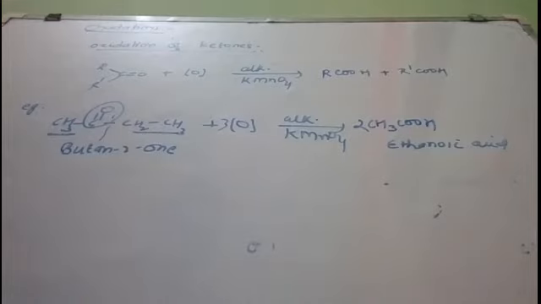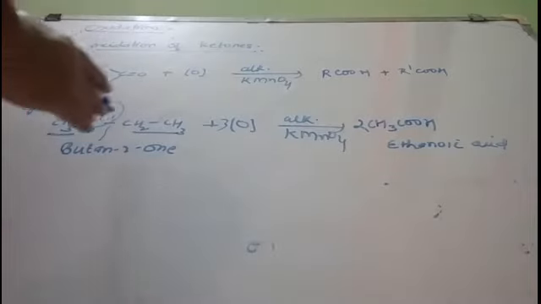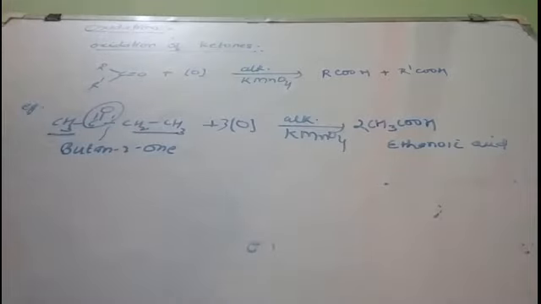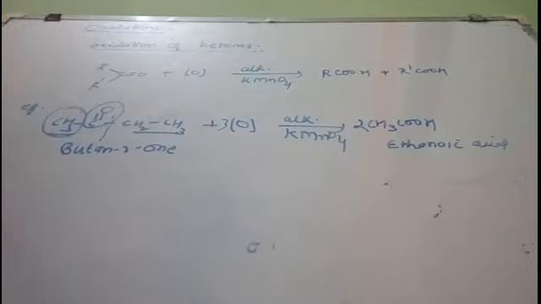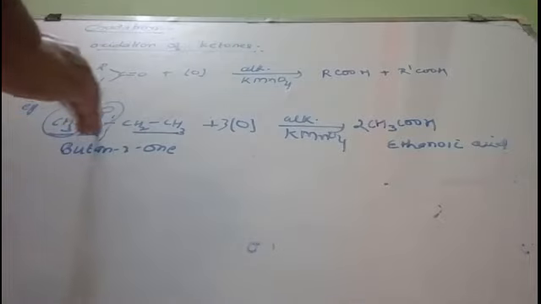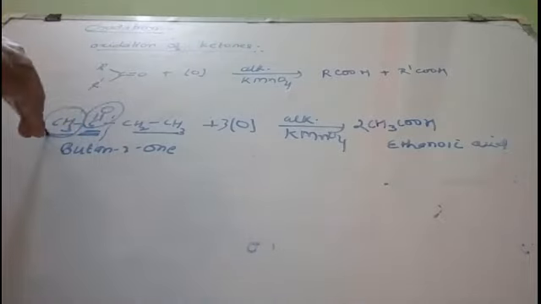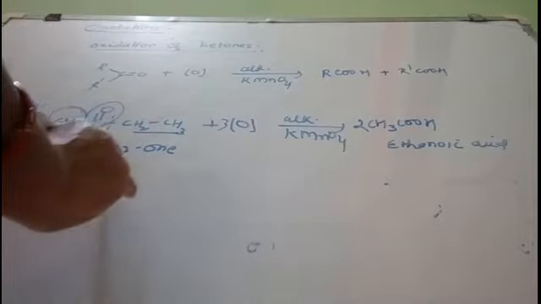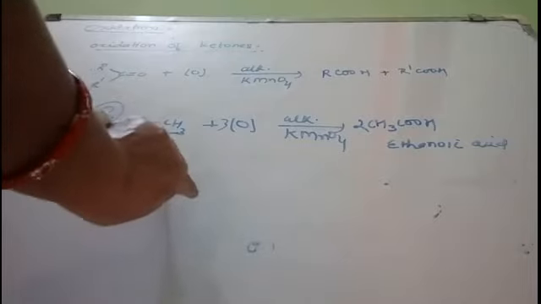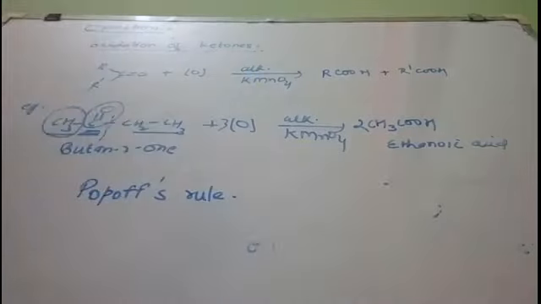So what is Popoff's rule? When there is an unsymmetrical ketone, the carbonyl group will go with the alkyl group containing the lesser number of carbon atoms. Since here only a one carbon alkyl group is there, this carbonyl group will go along with this alkyl group. When there is an unsymmetrical ketone, the carbonyl group goes with the lesser number of carbon atoms, and this rule is known as Popoff's rule. So Popoff's rule will be followed.